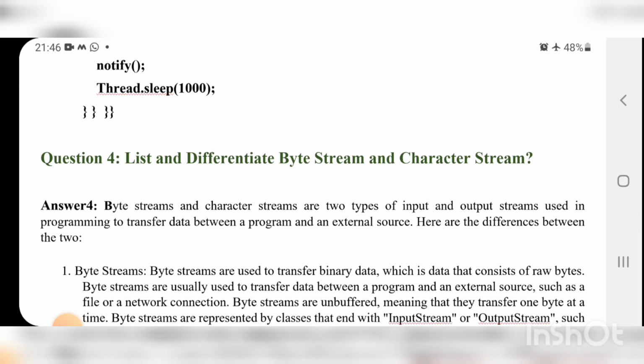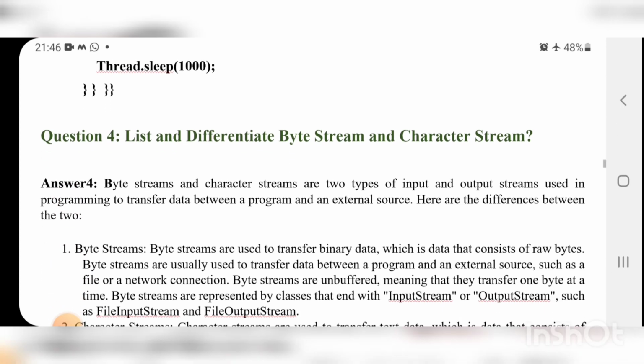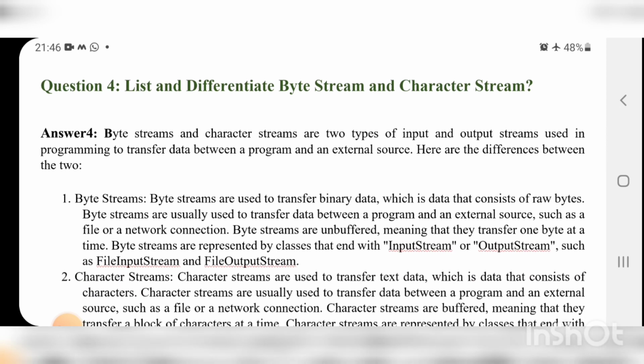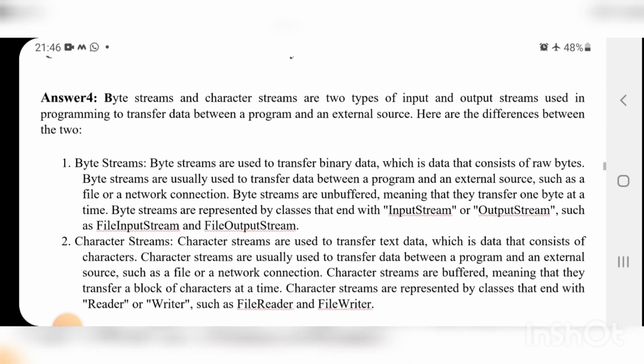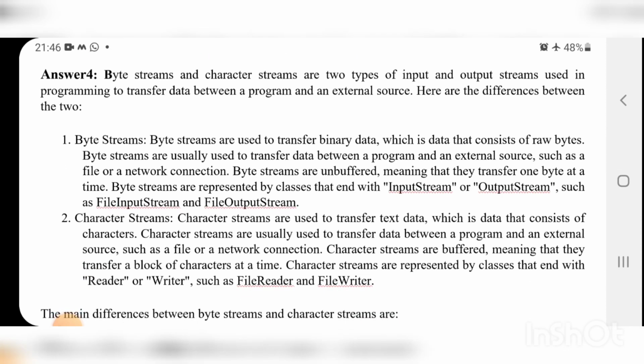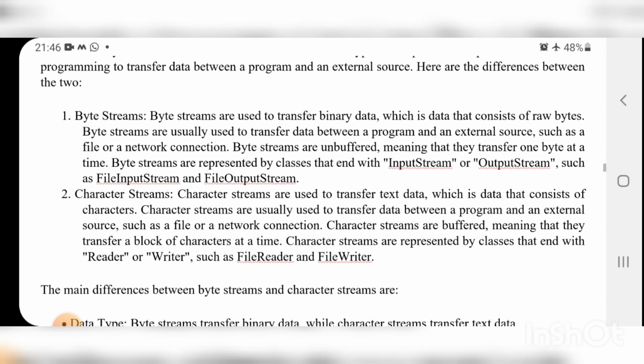Next question is about listing and differentiating byte stream and character stream. So what is byte stream and what is character stream? Byte stream is one in which the data is in the form of bytes, and at a time one byte of data is transferred. Byte streams are unbuffered, and in byte stream two classes are there: input stream and output stream, or we can say file input stream or file output stream.